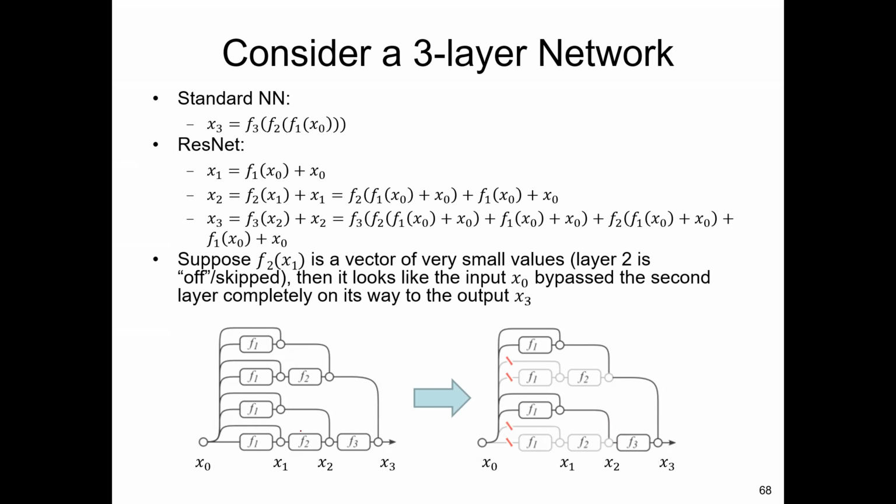Another perspective is the ensemble perspective. Consider this standard neural net with three layers. You have a nested function. And then if you have a ResNet, you have x1 = f1(x0) + x0, x2 = this. If you plug in, F3 is a function of x2, and you have this expression. Suppose f2 is a vector of very small values, then it looks like the input x0 bypassed the second layer completely on its way to the output.